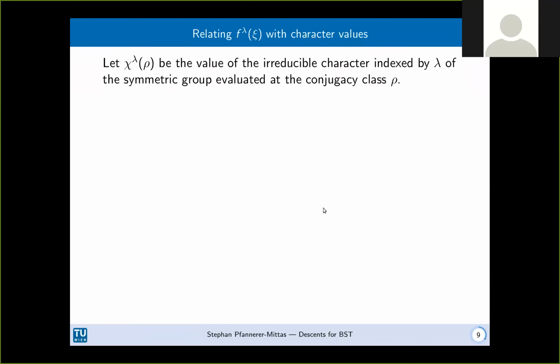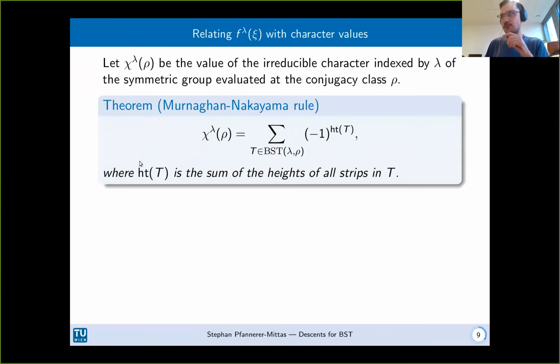Okay, so the reasoning behind this comes from representation theory of the symmetric group. And for this, if we look at the irreducible characters that are indexed by partition, so we take this chi lambda, and we want to evaluate this at a conjugacy class that's also given by a partition because it's coming from the cycle type of a permutation, then there's one famous result which is called the Murnaghan-Nakayama rule, which says we can calculate the character values by looking at the sum over some border strip tableaux. Now they don't have all strip lengths equal, but some strip lengths according to the partition rho. And we have just ones and minus ones that we add up here.